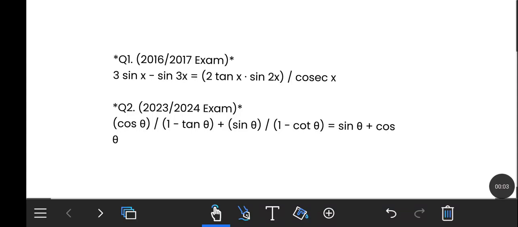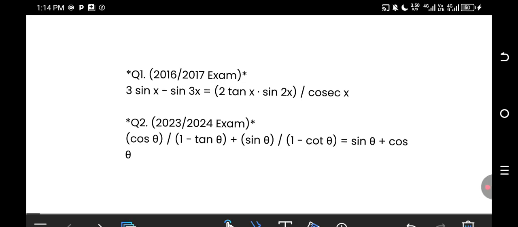Good everyone. So in this session we're going to do trigonometry and we're going to cover trig identities. So I have the questions here. The exam questions, one was asked from the 2016-2017 exam and the other one is from the 2023-2024 exam, last year's exam. So these were the questions which are asked and we'll do them at the end of the coverage of the topic.